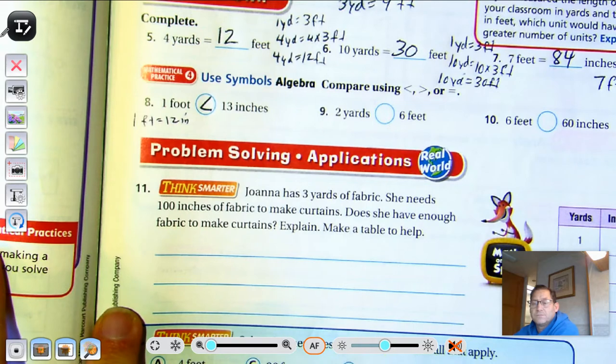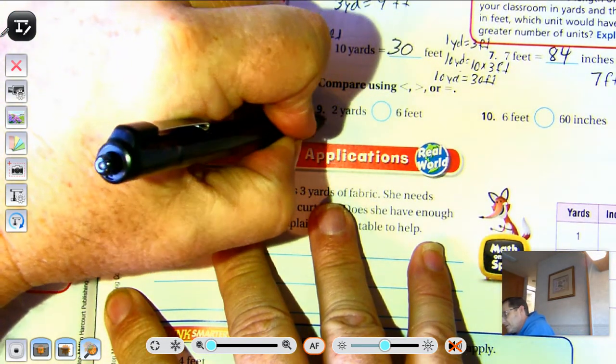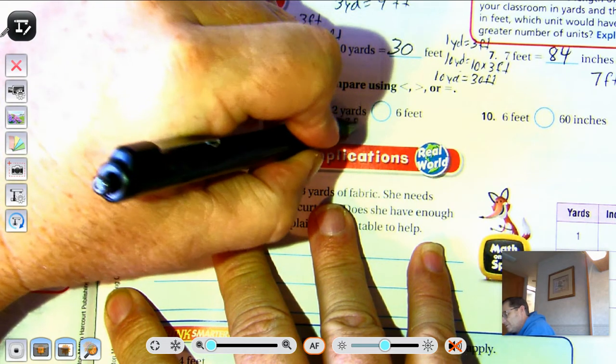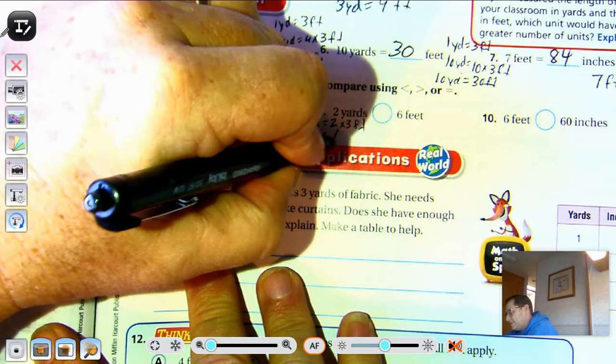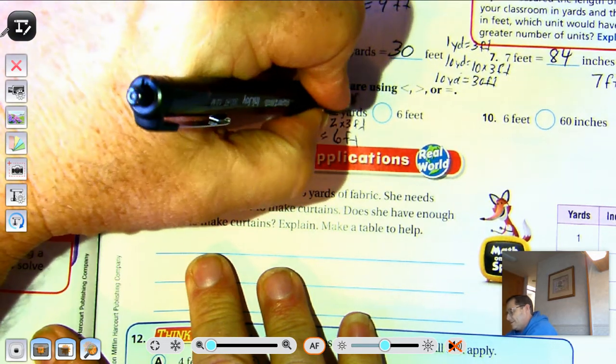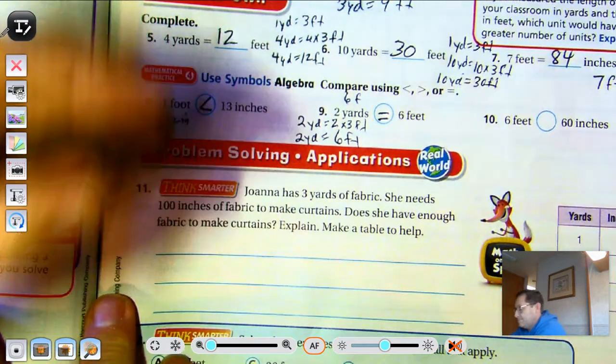2 yards compared to 6 feet. 2 yards equals 2 times 3 feet. So 2 yards equals 6 feet. 6 feet, or 2 yards, is equal to 6 feet.